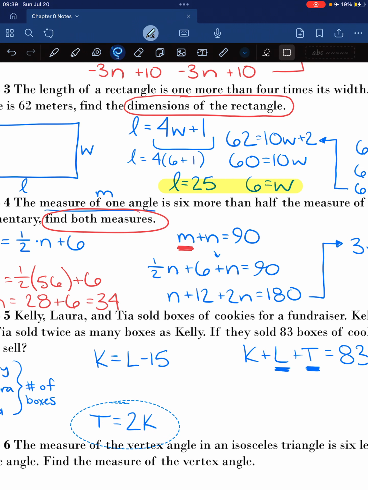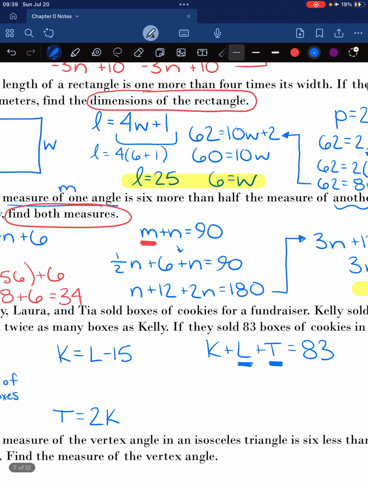Okay, let's try to move this down. So I have K plus, I'm going to leave a blank space, I don't know what L is yet, but the T is pretty easy: 2K equals 83. Okay, I need to figure out what L equals. Well, I can go ahead and just add 15 to both sides, and that helps me isolate L. That's why we practiced those literal equations in that previous lesson.